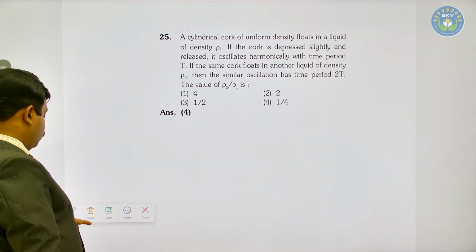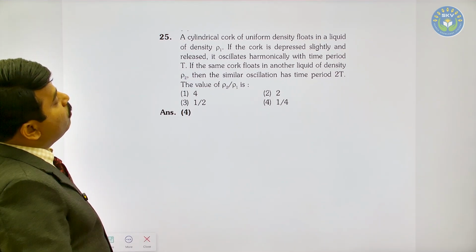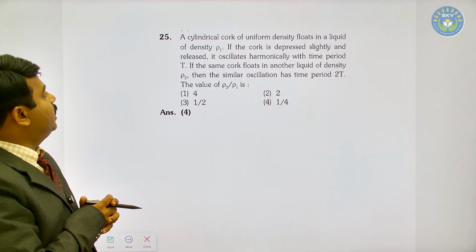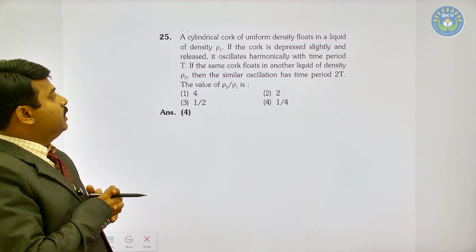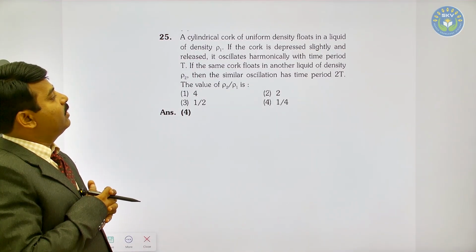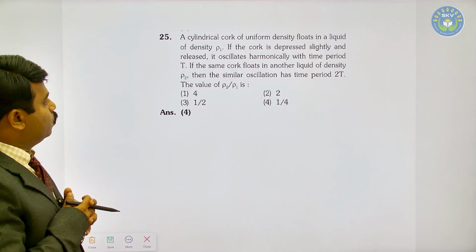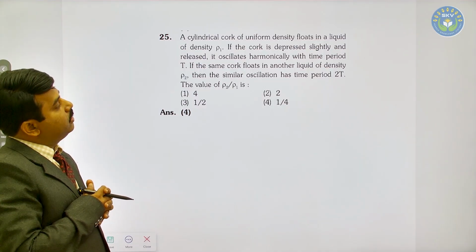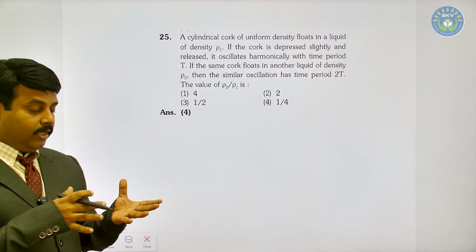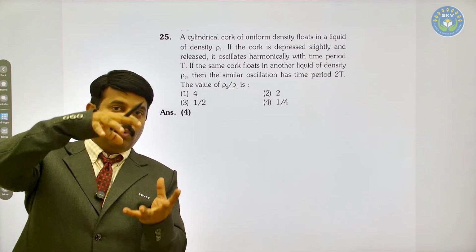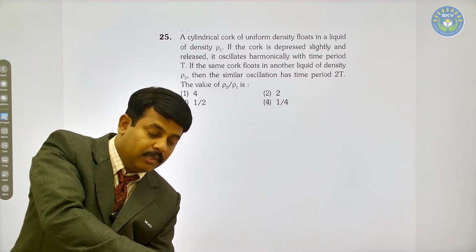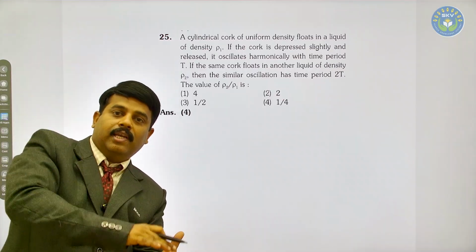A cylindrical cork of uniform density floats in a liquid of density ρ1. If the cork is depressed slightly and released, it oscillates harmonically with time period t. If the same cork floats in another liquid of density ρ2, then the similar oscillation has time period 2t. The value of ρ2 by ρ1. See, we studied in the theory section, one ball or one block, you press it in a liquid of density, it goes some depth and it comes back, then oscillates like this, right?